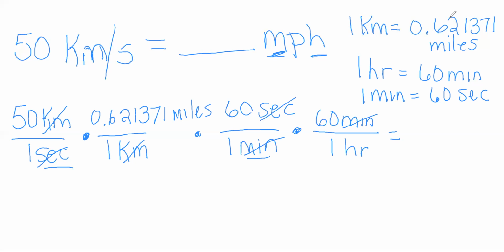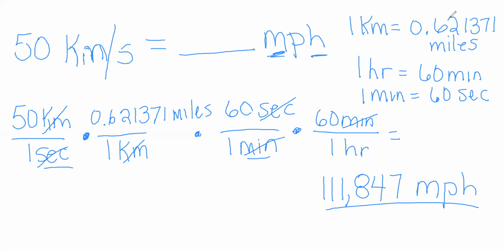All right, so now you just basically go across the top. 50 times 0.62137 miles times 60, and times 60 again. And you have ones across the bottom, so we don't really have to worry too much about that. And what you end up with is a big number, 111,847 miles per hour. I said that one's a little more complicated because you're dealing with 2 units, but you still just take it 1 unit at a time.